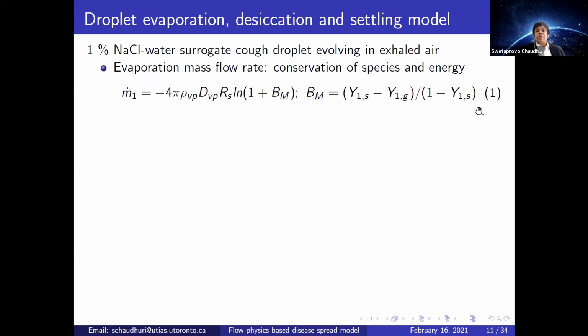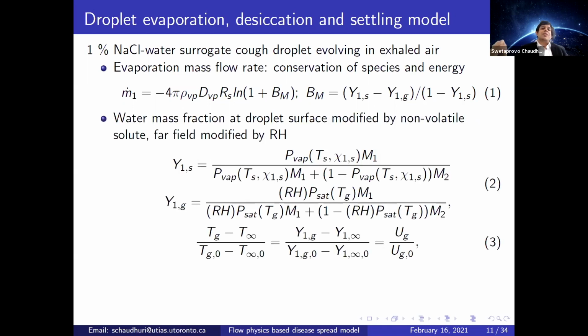Okay, and this is 1 minus Y1S, that is the mass fraction of the water vapor on the droplet surface. Okay, and this mass fraction of water, if it was just pure water, then things would have been simple. But now this droplet also contains salt. Now, as the water content in the droplet is reducing, the salt concentration is increasing.